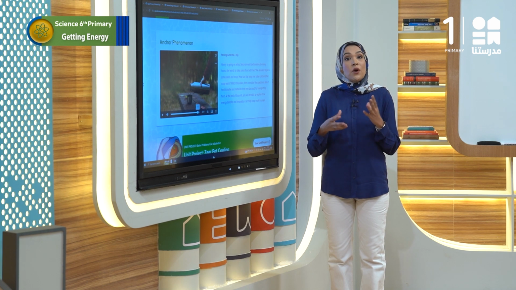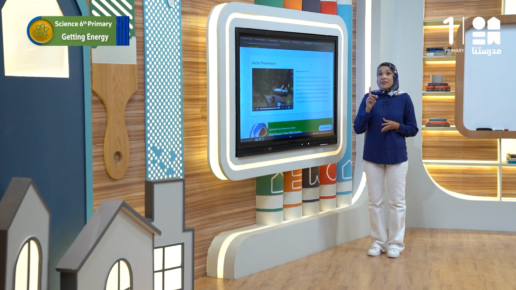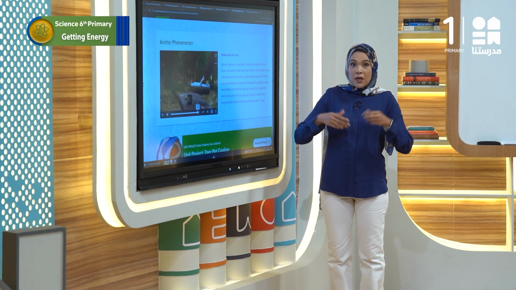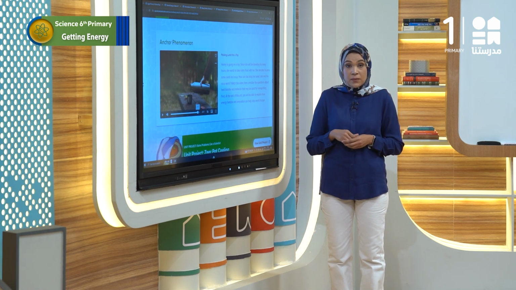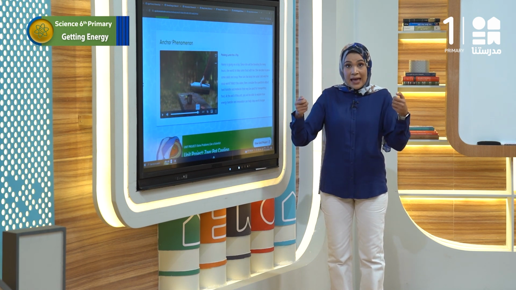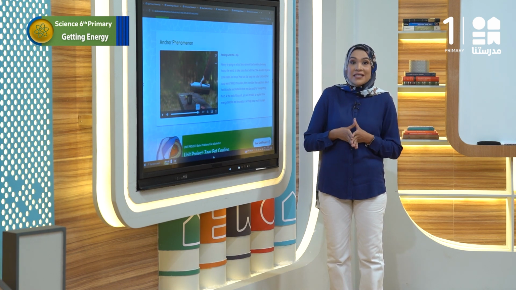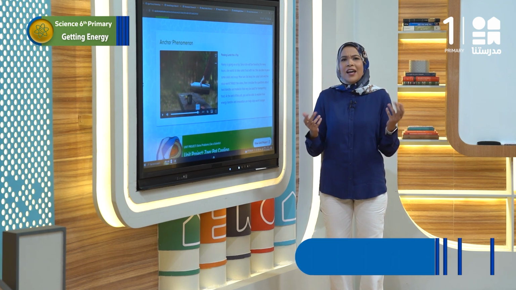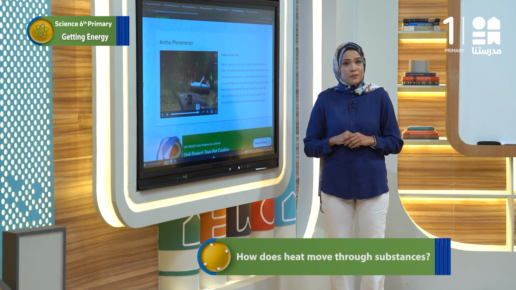Do you know most cooking pots are made of aluminium? Do you know why? And their handles are made of plastic or wood? Why? To hold them without burning our hands. So the pan itself is made of aluminium, and their handles are made of plastic or wood to protect our hands from heat. I wonder, how does heat move through substances?